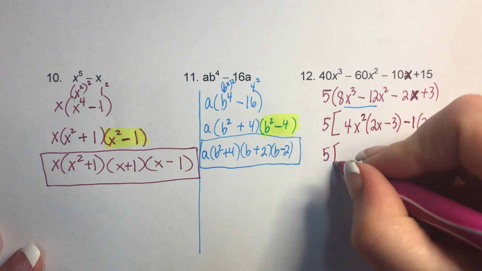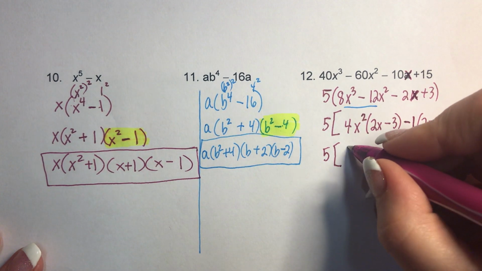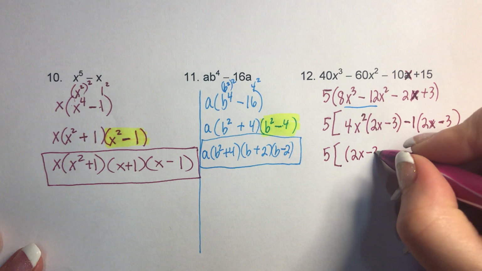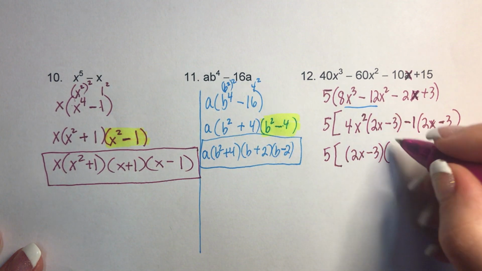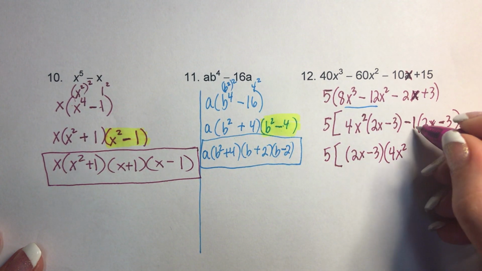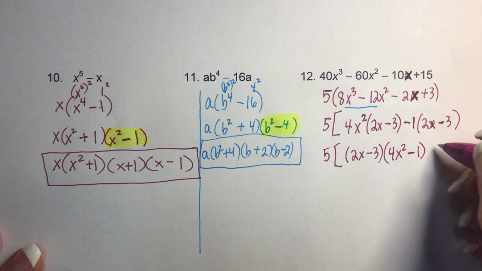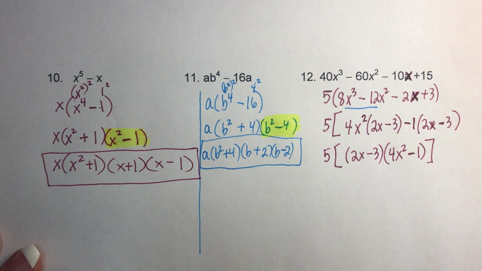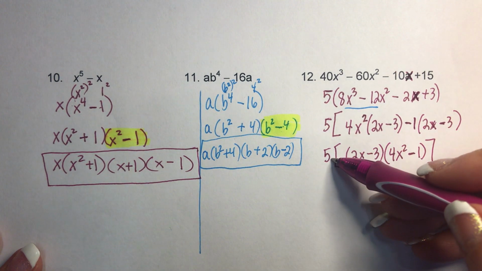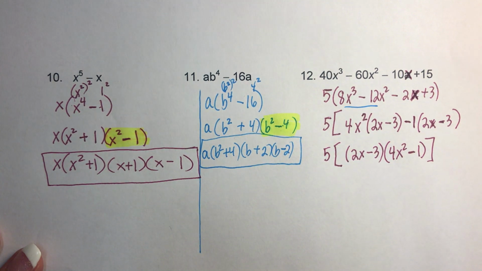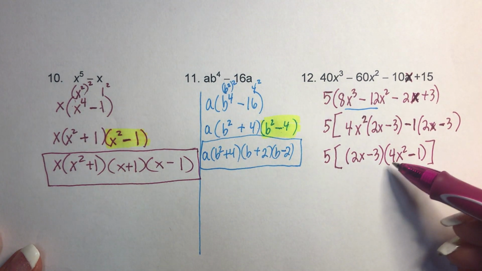So we have 5 multiplied by 2x minus 3. And then what's left, right? 4x squared minus 1. Put the bracket. Okay. That's good. I don't really think I need this bracket anymore. I can just write the 5 on the outside. So this is factored completely.